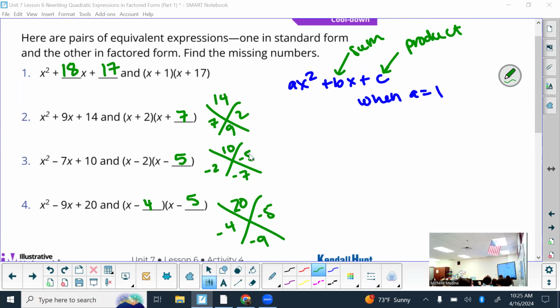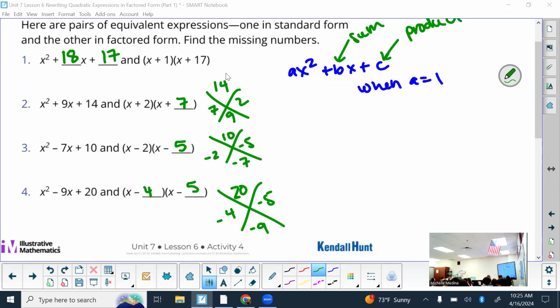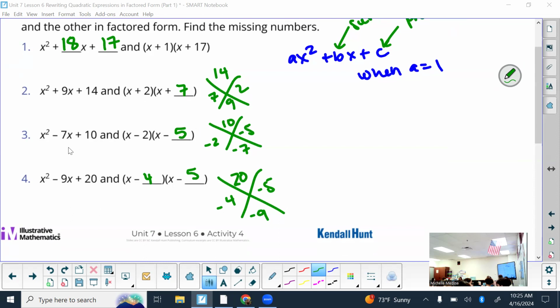For the rest of these, I prefer the diamond method. You could do the box method or whatever way gets you the right answer without cheating. So I'm looking for two numbers that multiply to 14 but add to 9. It would have to be positive 7 and positive 2. So 7 goes in the blank because the 2 is already over there. Over here, we're looking for two numbers that multiply to 10 but add to negative 7. They both have to be negative. So negative 2 and negative 5. I don't need to put another negative here because the minus is already there.